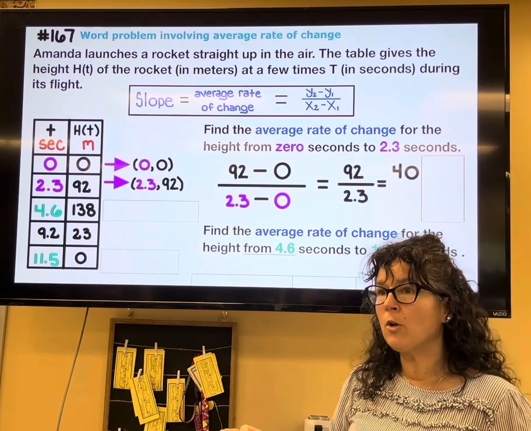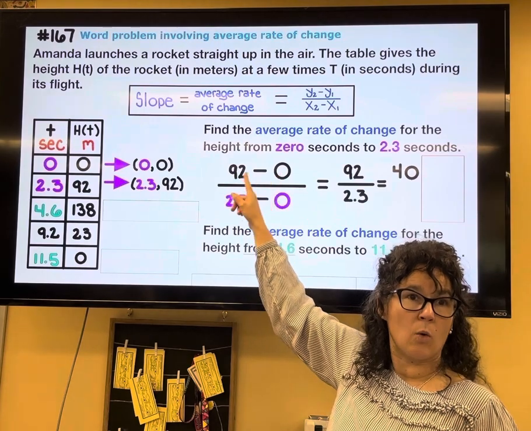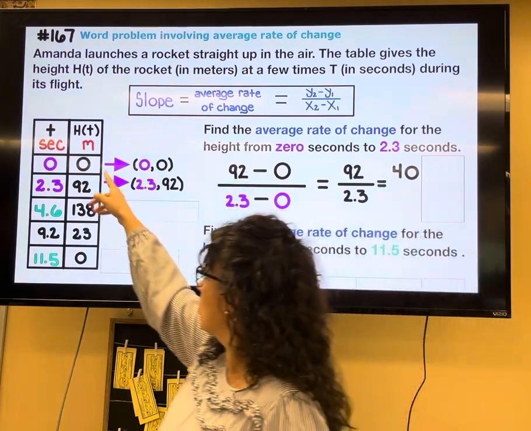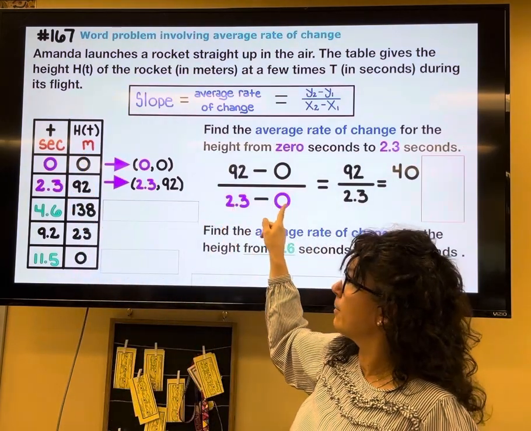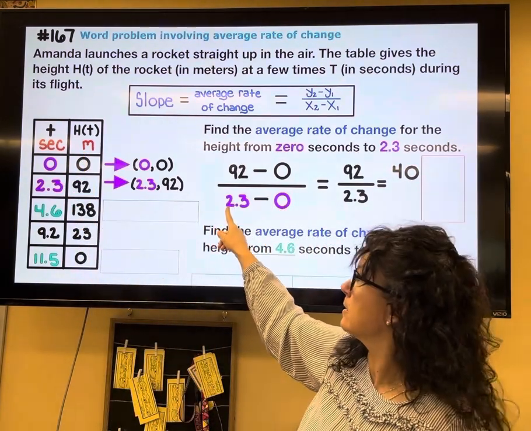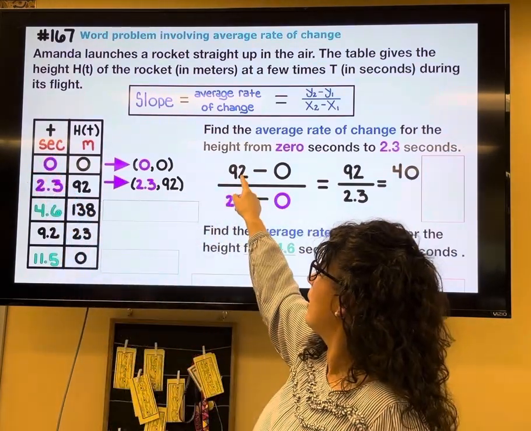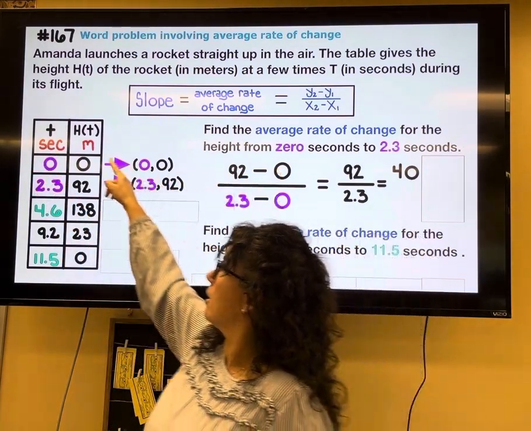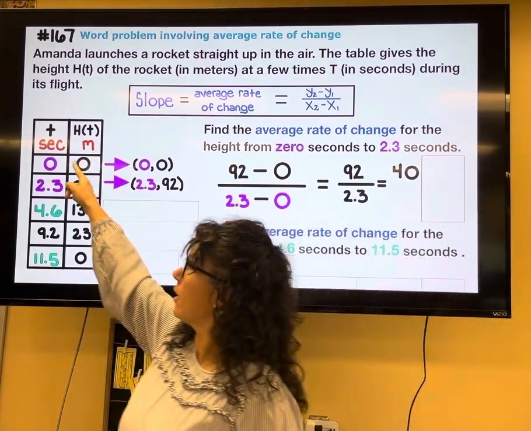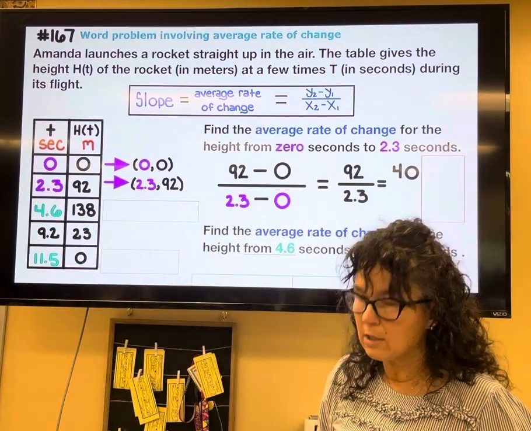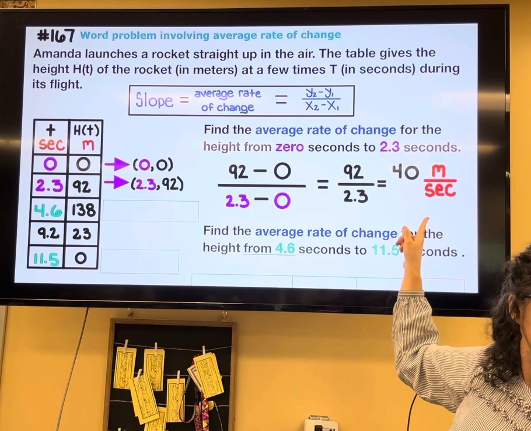Now the label, think about where these numbers came from. These were y coordinates. And so those were heights, that was meters. These numbers were x coordinates, and that was time. So the label on the numbers in the numerator are meters. The labels on the numbers in the denominator are seconds. So the label on 40 is meters per second.